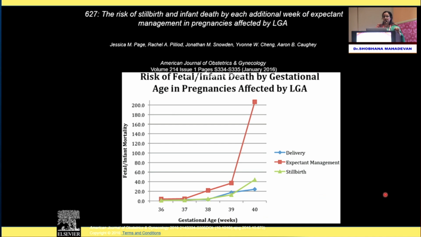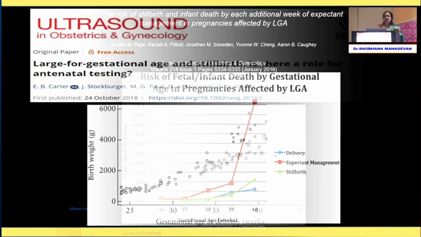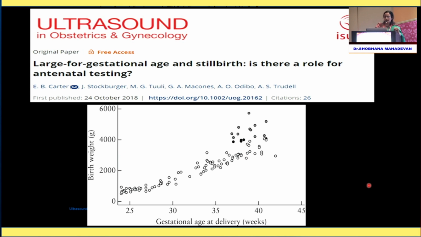Papers have looked at this. So if you see this red line, that is the LGA baby, the risk of stillbirth increases from 37 weeks onwards and rises exponentially after 39 weeks. And studies have also, here if you can see the darkened rounds are all the LGA babies in whom the stillbirth risk actually increases after 35 or 36 weeks. So there are studies looking at whether we should be monitoring them, start initiating fetal surveillance after 36 weeks, whether that would make any difference. As of now, we do not know, but most of the professional bodies have started giving out guidelines about induction of labor.